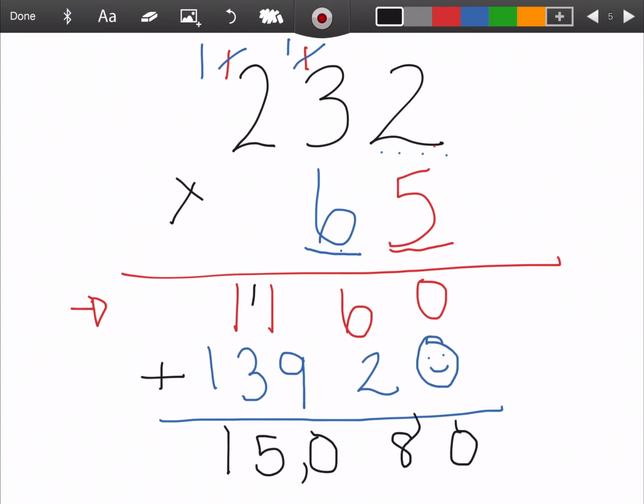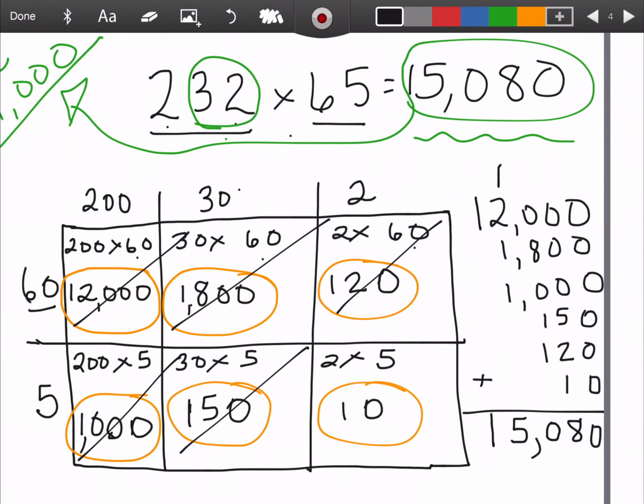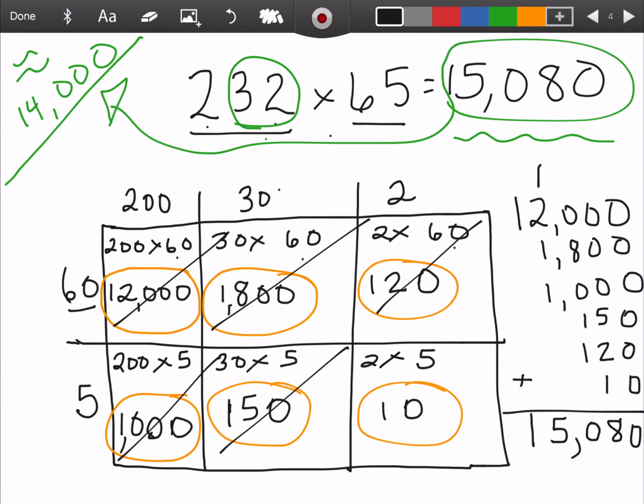Do you see how much faster this one was? So the reason we want to do this is because we can solve this super quick. This one's okay, but it takes a long time. However, use it if it makes sense to you.